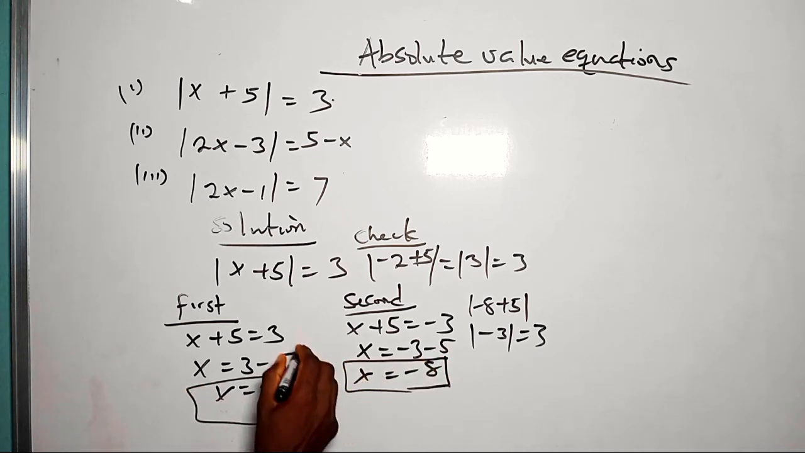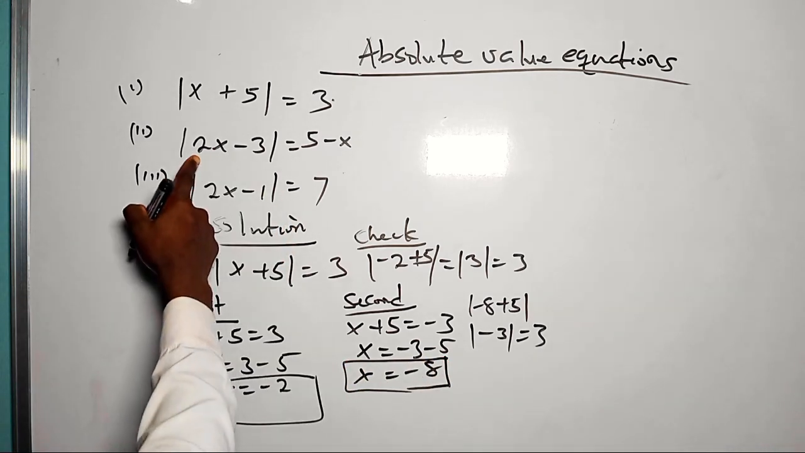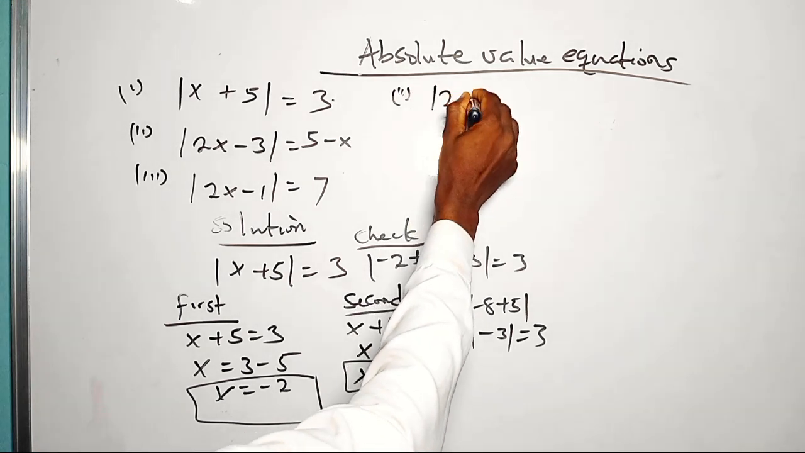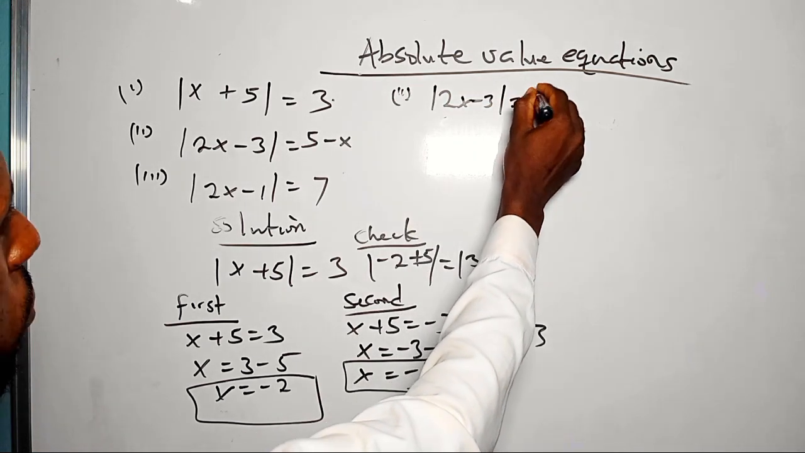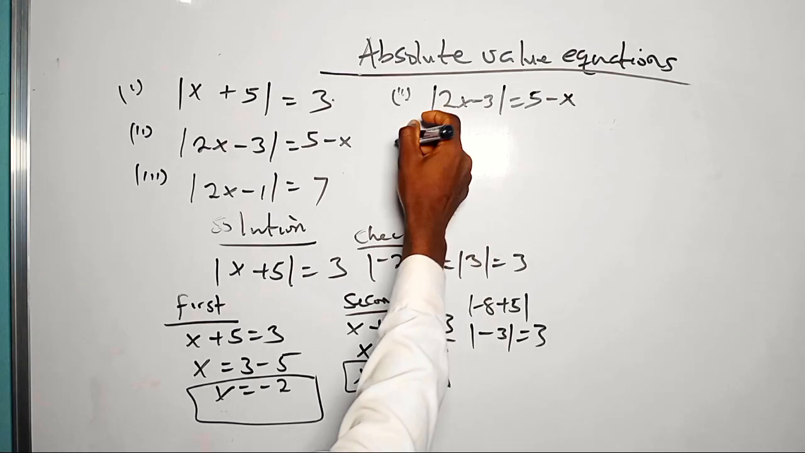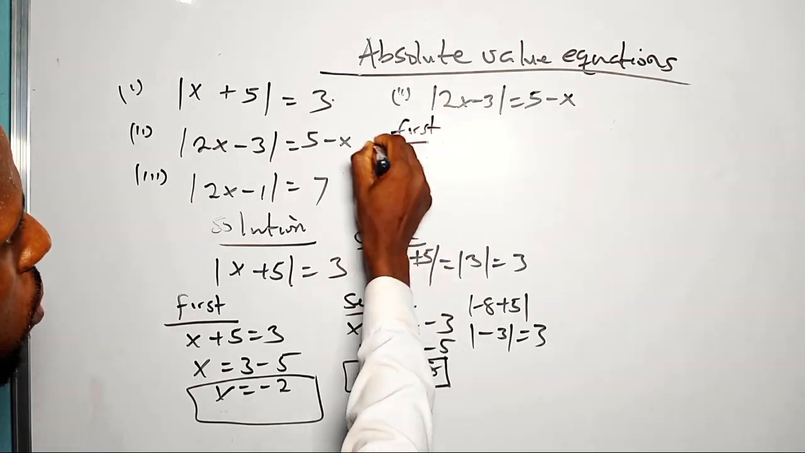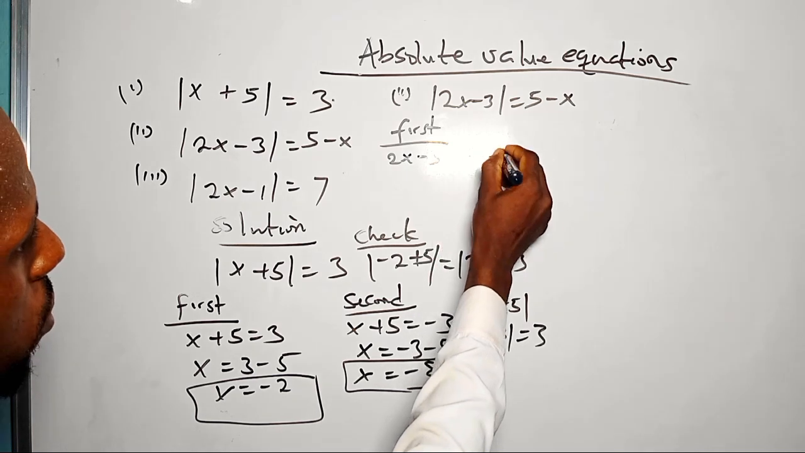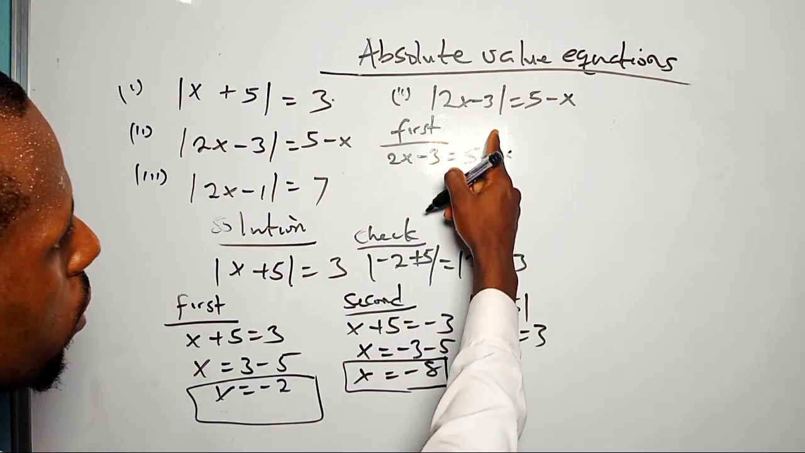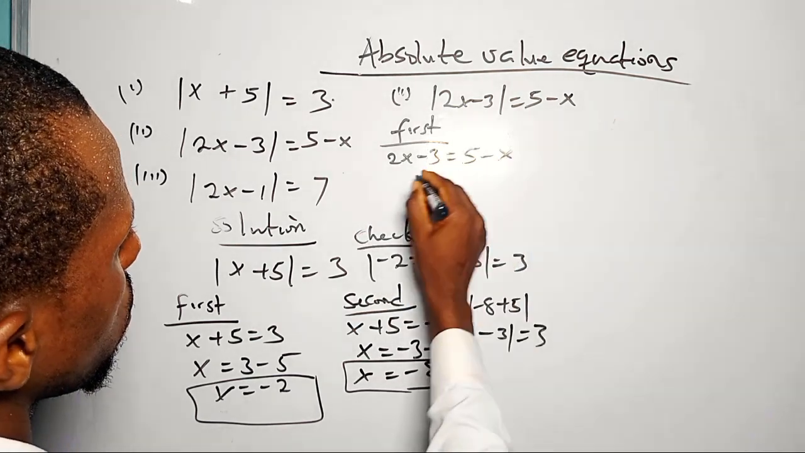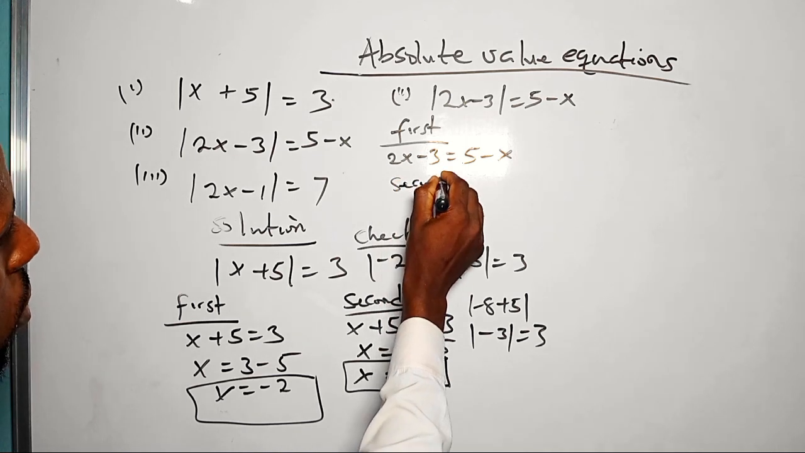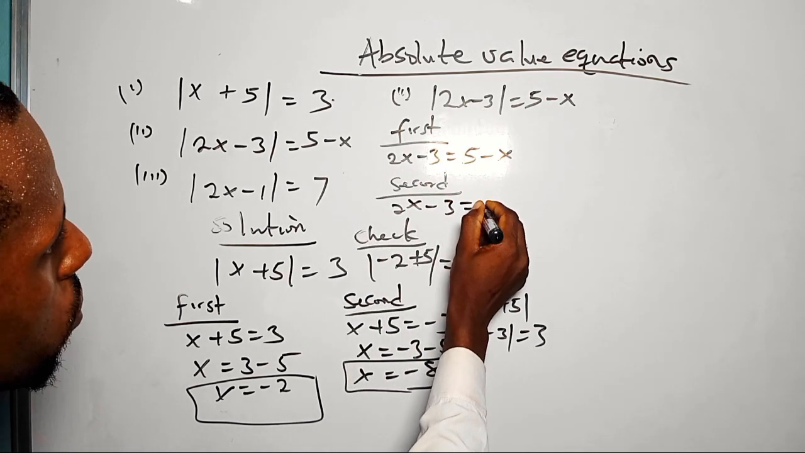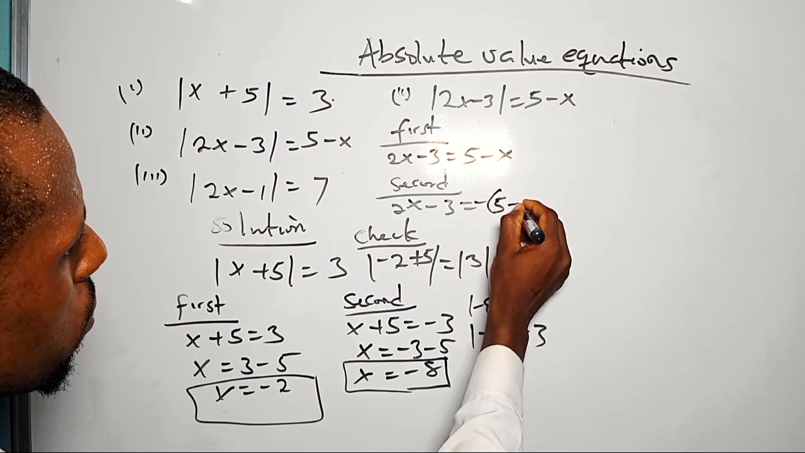Okay, so let's look at this. When we have 2x minus 3 equals 5 minus x, the first set of equation is 2x minus 3 equals 5 minus x as the positive one, and the second one is the negative: 2x minus 3 equals minus 5 minus x.